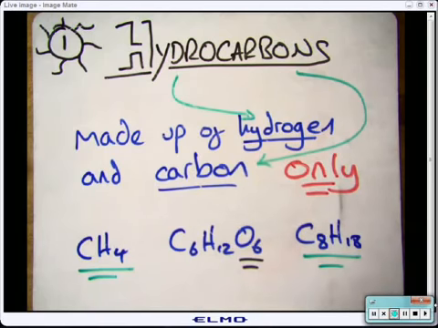So if you have a look at these three examples down here, this one, which is methane, has got carbon and hydrogen in it, therefore it's a hydrocarbon. This one over here, octane, has got carbon and hydrogen only, therefore it's a hydrocarbon. Now this one here, which is sugar, glucose, has got carbon, hydrogen, and oxygen, so we say that this is not a hydrocarbon. It's really important to get this "only" in, because all three of these are made up of hydrogen and carbon, but only these two are hydrocarbons because they're only containing carbon and hydrogen.